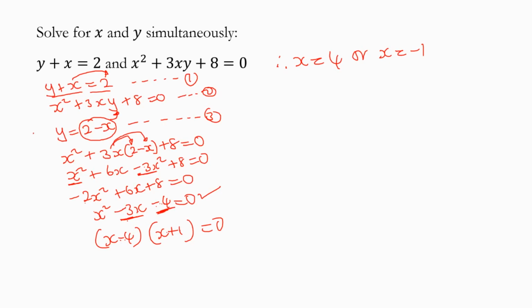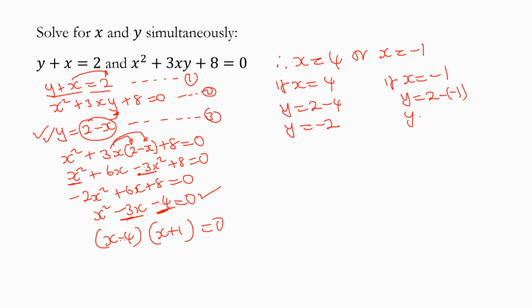Remember, we have to solve for x and y. Let's use this to find y. If x is equal to 4, therefore y is equal to 2 minus 4, so y is equal to negative 2. And if x is equal to negative 1, therefore y is equal to 2 minus negative 1, so y is equal to 3. So 4 will give us negative 2, and negative 1 will give us 3. That's what you're supposed to do there.